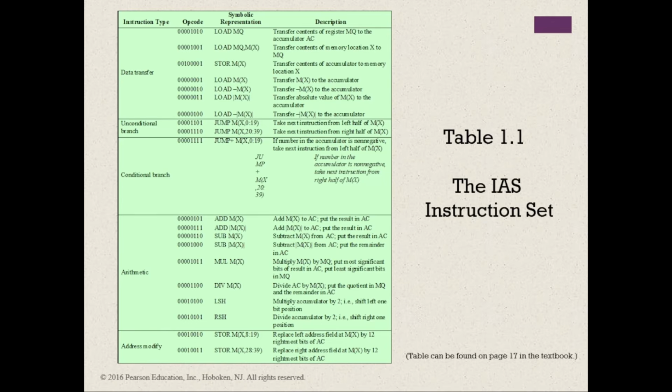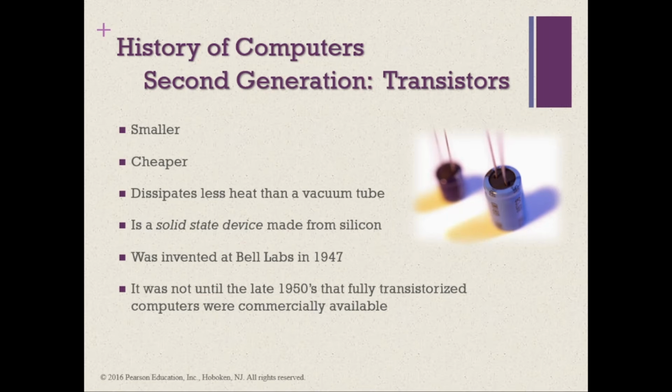So let's deal with the second generation, which is the transistors. The first major change in the electronic computer came with the replacement of the vacuum tube by the transistor. The transistor is smaller, cheaper, and dissipates less heat than a vacuum tube, but can be used in the same way as a vacuum tube to construct computers. Unlike vacuum tubes, which require wires, metal plates, a glass capsule, and a vacuum, transistors are cheaper.